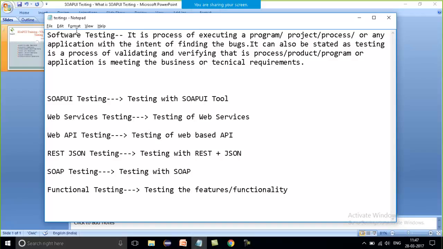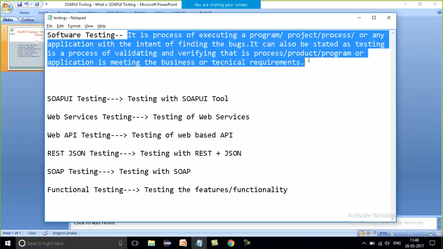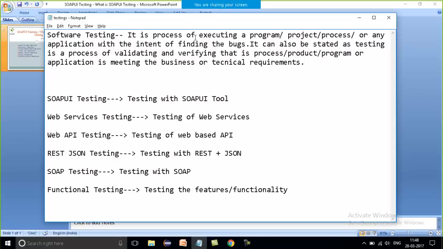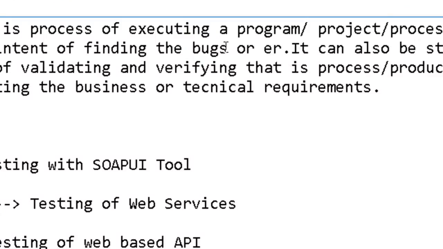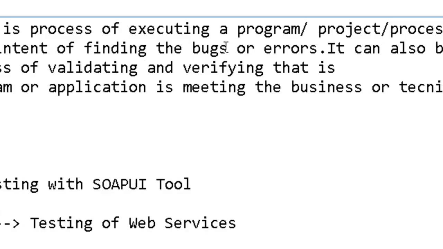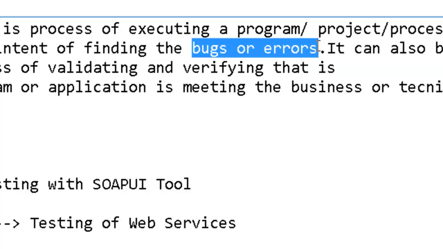So the very first thing is software testing. What is the meaning of software testing? See, testing is nothing but a way to find the bugs. If you read this complete definition, then you will understand it is a process of executing a program or a project or a process or any other application just with the intent of finding the bugs or errors. Error means where it lacks, where it is going to fail. We execute it just with the purpose of finding the bugs, errors or the failures.